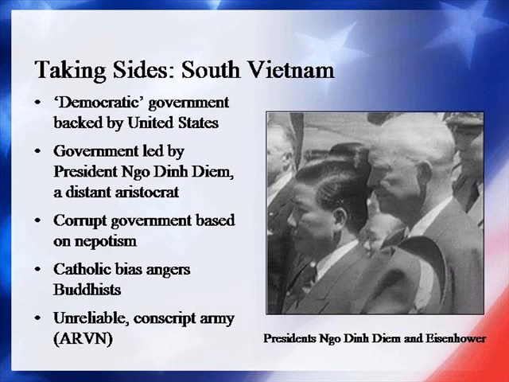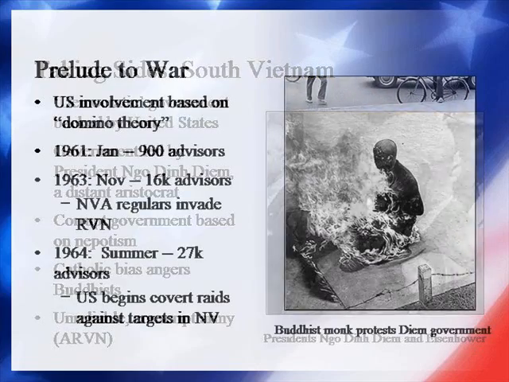And they have an army, but it's a very unreliable army of conscripts, meaning that people went out and grabbed young men to serve as soldiers, and it's called the Army of the Republic of Vietnam, or ARVN for short. And this is the side that the United States is backing.